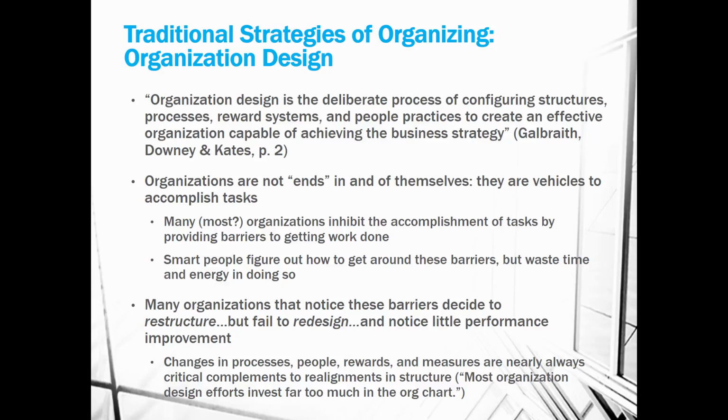Many, maybe most organizations, though, inhibit the accomplishment of tasks by providing barriers to getting work done. Sometimes those barriers are structure barriers. And smart people figure out how to get around those barriers, right? You know where the stumbling blocks are in your organization, and you know how to get things done, but you probably end up spending a lot of extra time and effort in getting things done. So a lot of organizations decide to choose a new organizational structure, but they don't always try to redesign, and so they notice little performance improvement.